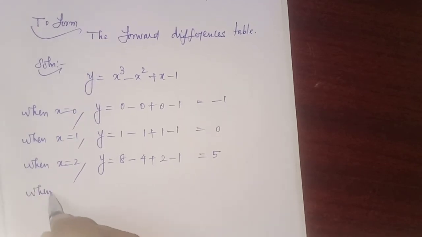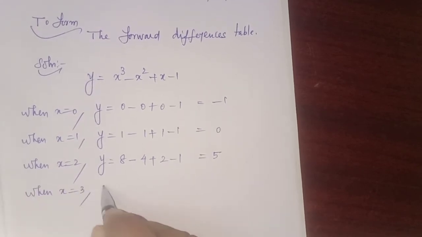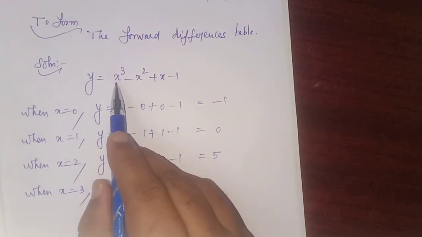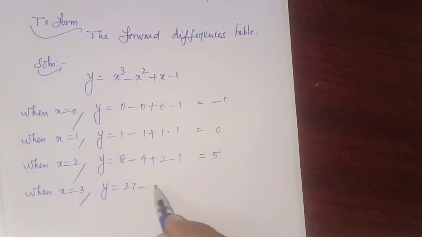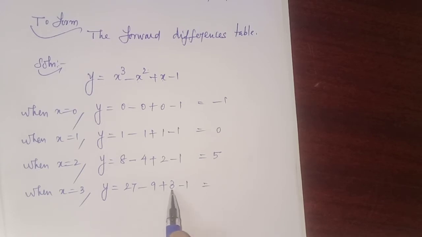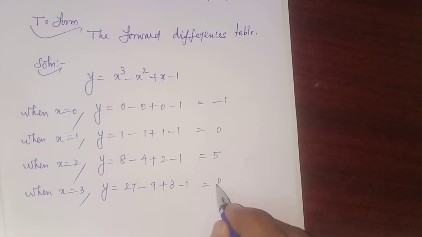5. When x is equal to 3, y is equal to 3 cube, substitute x equals 3. 3 cube is 27, 3 squared is 9, plus x value is 3 minus 1 equals 27 minus 9 that is equal to 18, 18 plus 3 that is equal to 21. 21 minus 1 that is equal to 20.